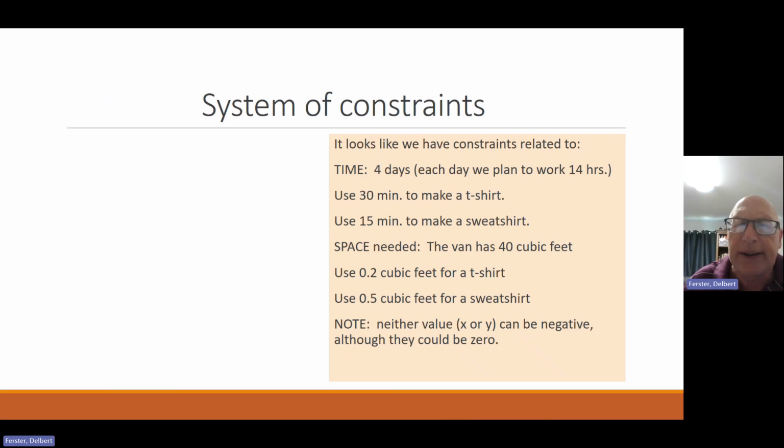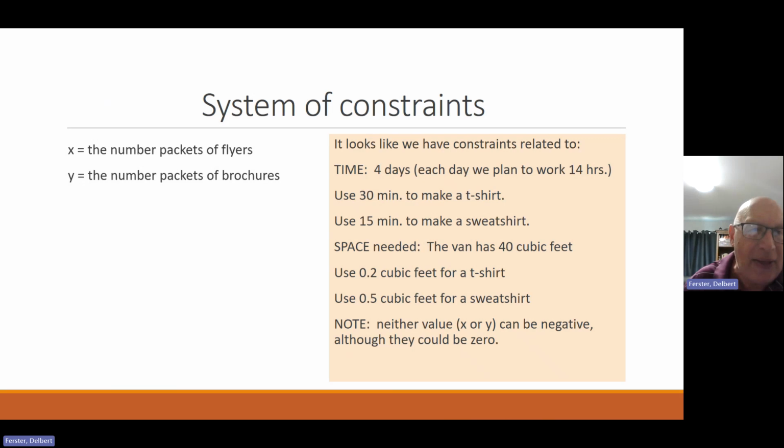All right, it's time for constraint time. Watch out, here we go. X tracking, oh, I'm sorry, that's a mistake by me. X should be tracking t-shirts. Y should be tracking sweatshirts. I'll edit that before we post this, but for this video, we're just going to keep on going. X references t-shirts, Y references sweatshirts.